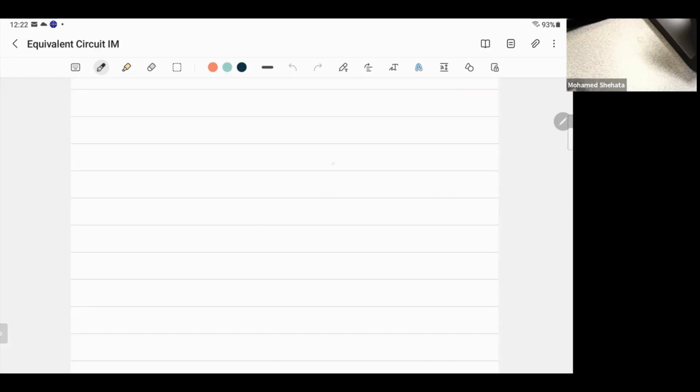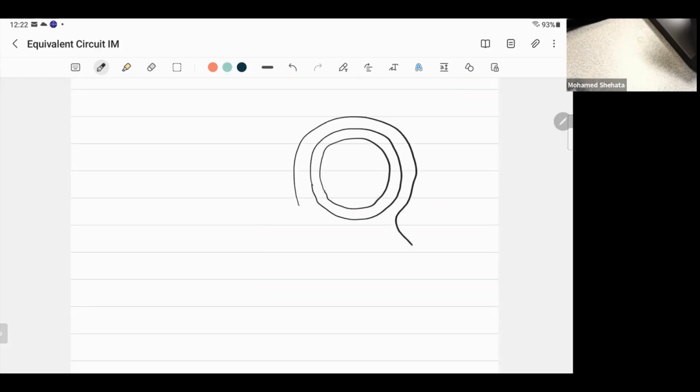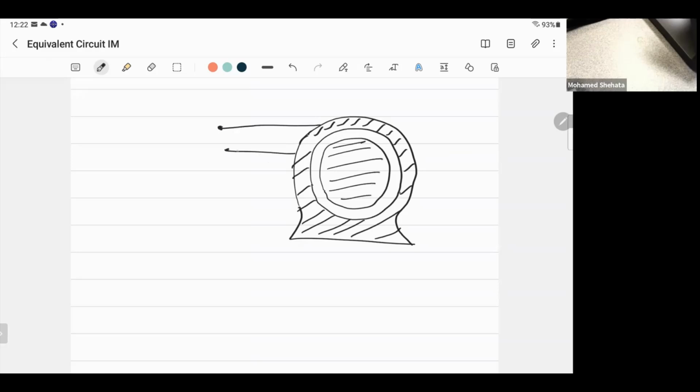Okay, the induction machine, as we discussed before, has two parts, the stator and the rotor. So if we say that's the stator, and that's the air gap, and then you have here the rotor and the metal. The stator is three-phase, so we have three-phase connected to the supply, usually balanced three-phase.